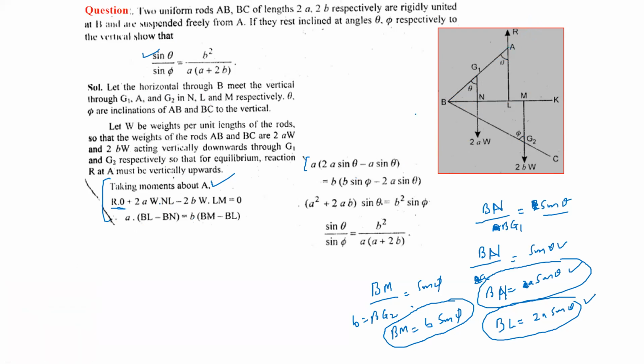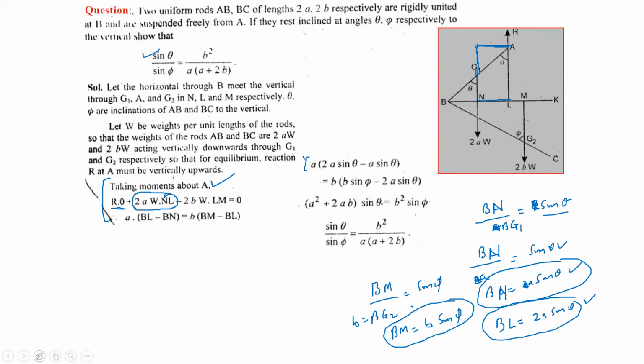So the remaining forces are 2AW and 2BW, and their perpendicular distances from A should be evaluated. So this is the line of action of 2AW, and this one is the perpendicular distance of A from 2AW. So how can it be evaluated? It is equal to this one, right? This is equal to NL. So you can see the moment of 2AW is written as force into perpendicular distance, 2AW into NL.